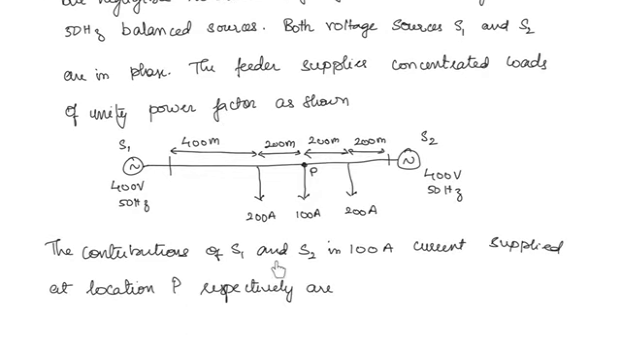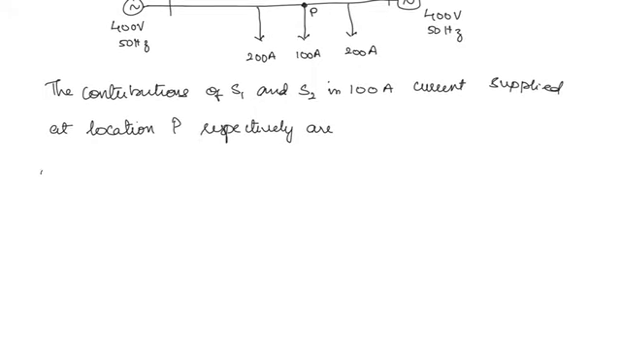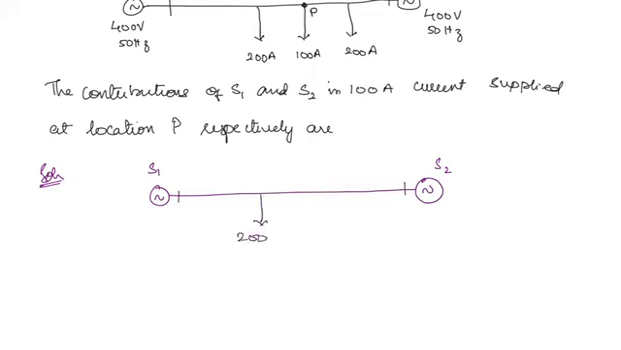The contributions of S1 and S2 in the 100 ampere current supplied at location P respectively are? So we will see how to do this problem. First there is a source S1 here and at the other end source S2. Now there is some current being tapped off at different points. This is 200 amperes, and at this point P the current is 100 amperes. What we need to know is how much current is contributed by S1 and how much by S2.